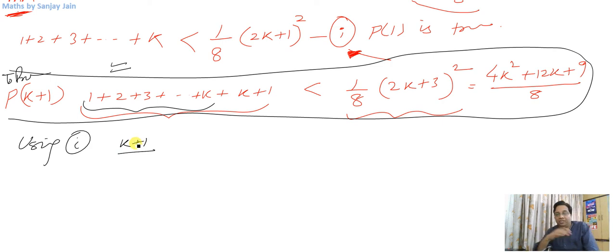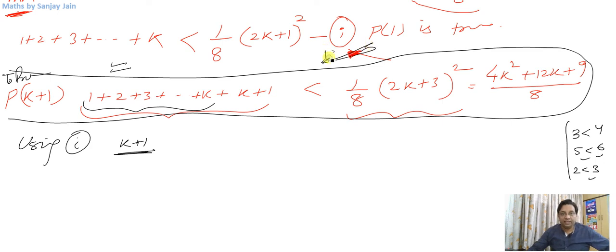Can you add something on both sides of an inequality? Yes, right? You can add something on both sides of an inequality without disturbing the inequality, which you can confirm in your mind by using some numbers. For example, let us say 3 is less than 4. So can I add 2 on both sides? 5 less than 6? Yes, it is true. Can I add minus 1 on both sides? 2 is less than 3. Yes, I can do that. So let us add k plus 1 on both sides of this inequation.